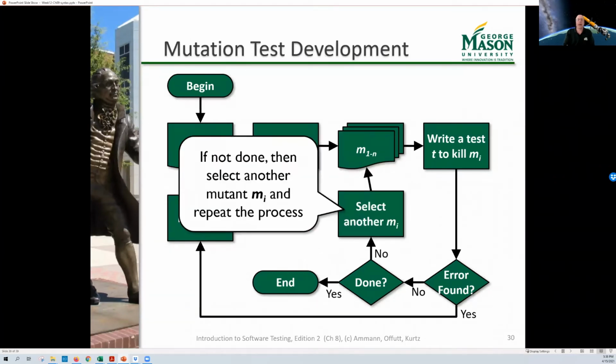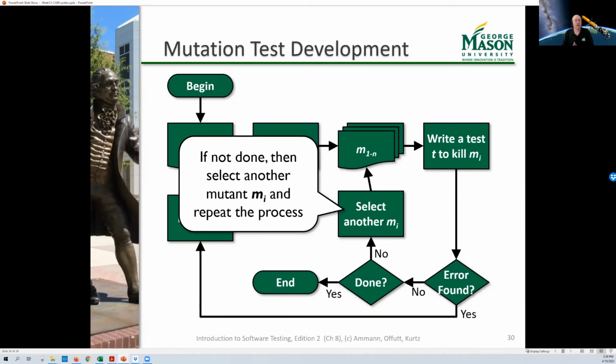And if I am not satisfied with my test set, then I'm going to select another mutant and I'm going to repeat the process. I'm going to analyze that mutant, consider it, see if I can write a test for it, determine whether I've learned anything along the way that makes me realize, oh, you know, I have a bug in my program. So mutation testing is really a tool to force us to take a very, very close look at what the implementation of our program is.